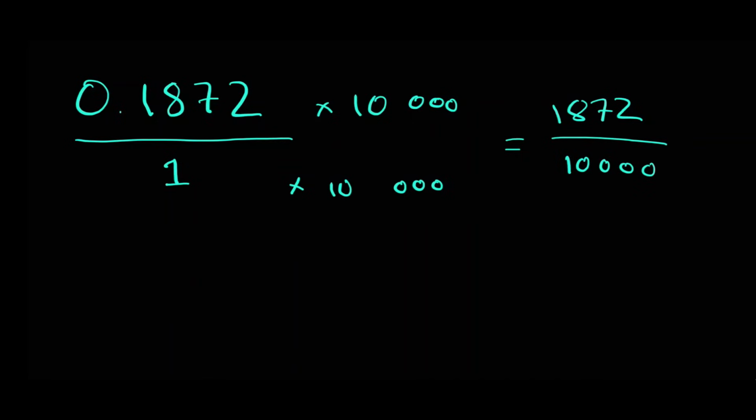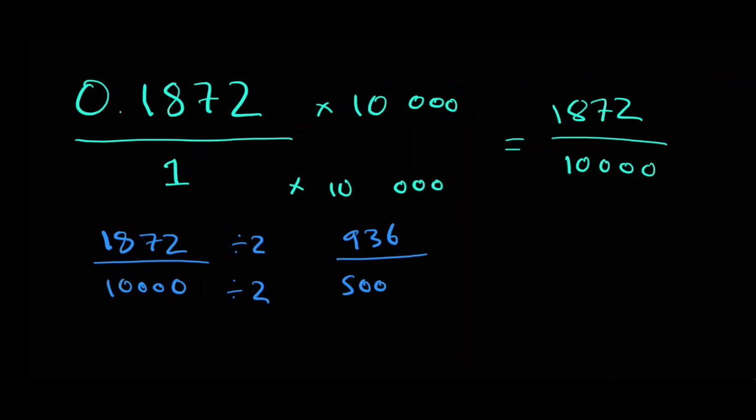Now we just need to try to simplify it. It's kind of hard to find a common factor besides 2, so I'm just going to keep dividing by 2. First of all, dividing both the top and the bottom by 2 gives 936 over 5,000. Both of these are divisible by 2 again, so I'm going to divide both by 2 again, and that gives 468 over 2,500.